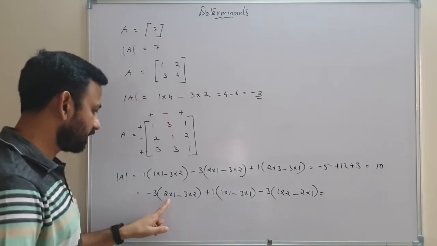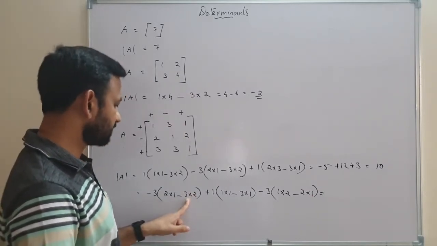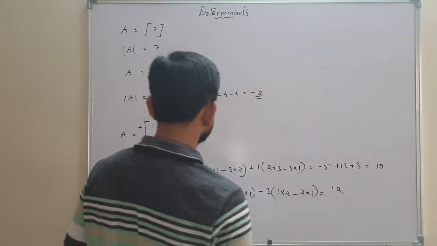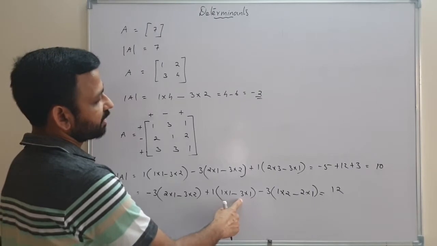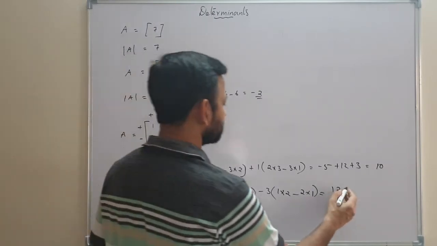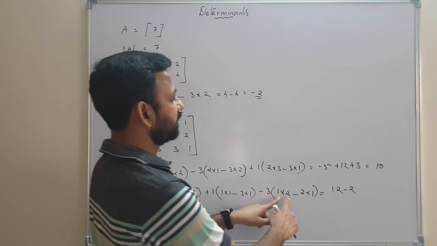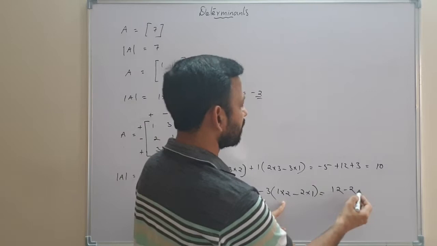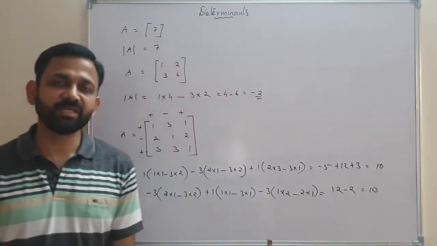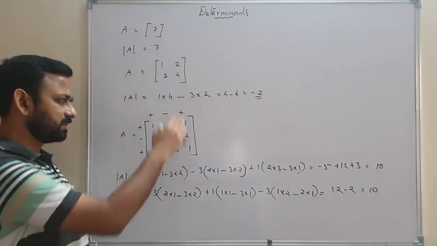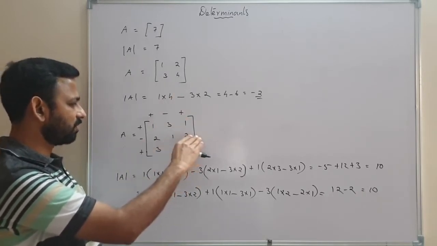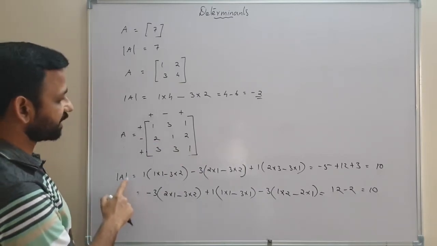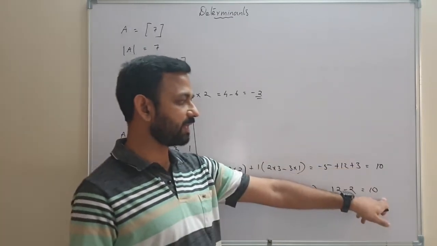Simplify. 2 minus 6, minus 4 into minus 3 plus 12. Then 1 minus 3, minus 2 into 1, that is minus 2. Then 2 minus 2 is 0. So 12 minus 2 is 10. So we got the same answer. Similarly, when we use the third column or second row or third row, the answer will be the same. So here the determinant, in both cases, we got the same number 10.